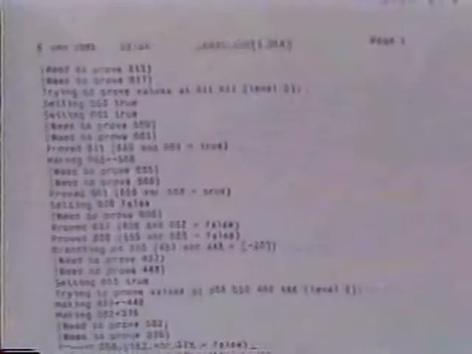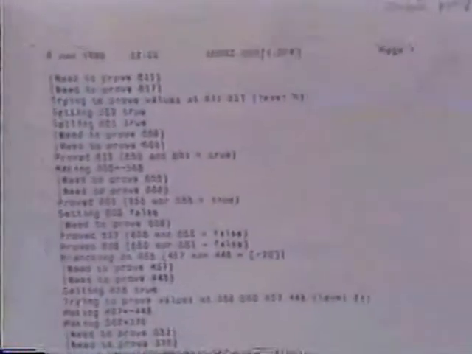Here's an example of the proofs that it produces. This is from the middle of a proof. Trying to prove values at 811, 817, level 0. That's level 0 of backtracking. Setting 559 true, setting 661 true. Need to prove 559, need to prove 661. These are sub-goals that have to be proved. Proved 811, that 559 and 661 are true. Making 655 equal minus 568. That's an equivalence operation. Need to prove 655, and so on.